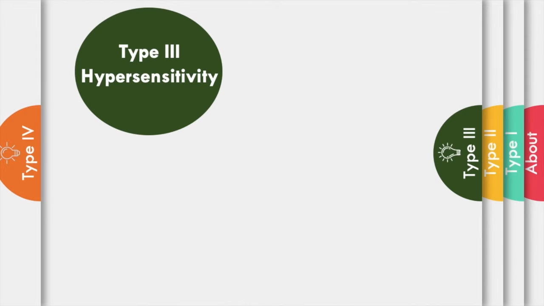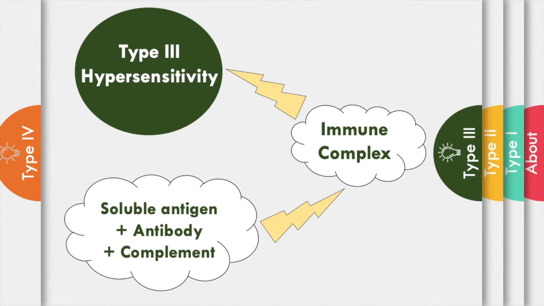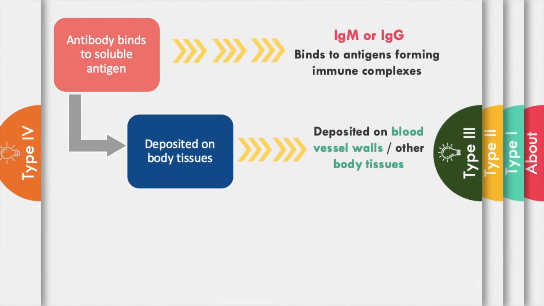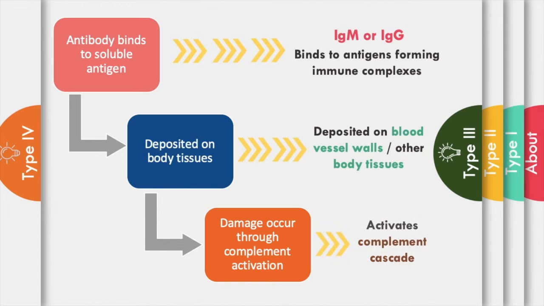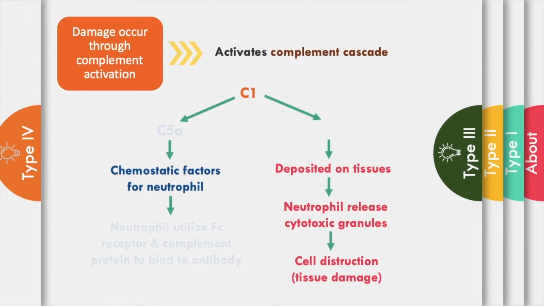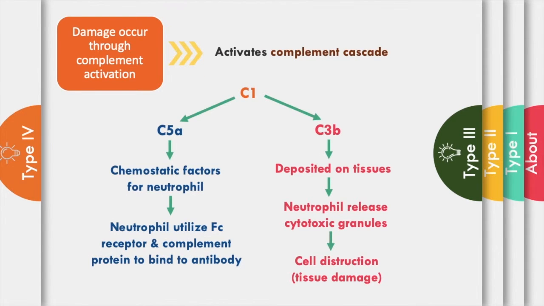Type 3 hypersensitivity is caused by the generation of antibody-antigen complexes. Generally, immune complexes can be formed as antibodies bind to soluble antigen deposited on body tissue and lead to damage due to complement activation, which results in activated complement C5a and C3b, which recruit neutrophils and macrophages. C5a as a chemoattractant brings in neutrophils, which utilize Fc receptors and complement proteins to bind to antibody, while C3b as an opsonin attracts neutrophils, which then release lysosomal enzymes and lead to cell destruction.